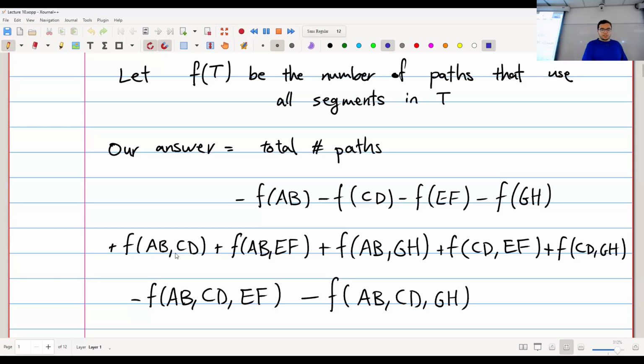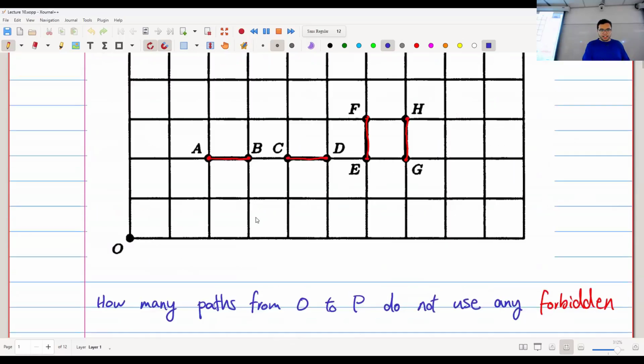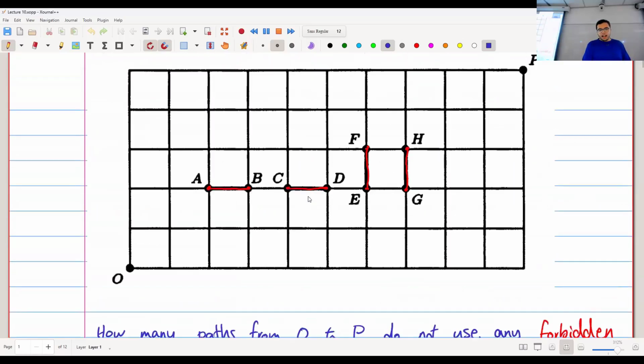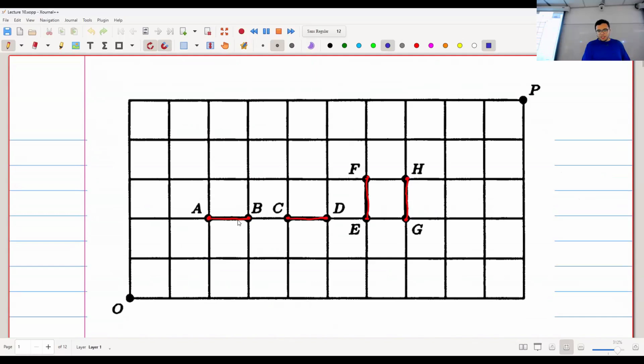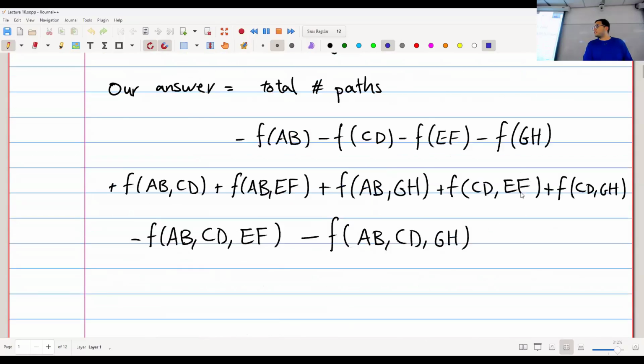Plus the number of paths that go through any combination of 2 segments. So for any combination of 2 segments, for example, A, B, C, D, I have to add the number of paths that go through both AB and CD, right? Now I can go through AB and then CD. I can go through AB and then EF. I can go through AB and then GH. I can go through CD and then EF, CD and then GH. But it's impossible to have any other combination of 2 of these. So I cannot, for example, have a path that goes through EF and GH. That doesn't happen. Because it doesn't happen, it's basically 0, so I don't have to add it here.